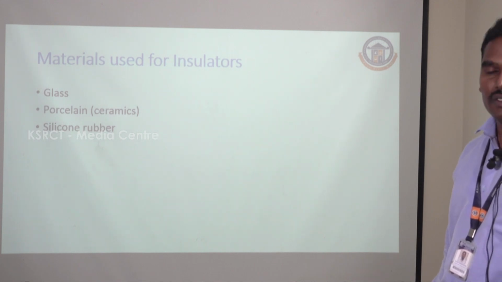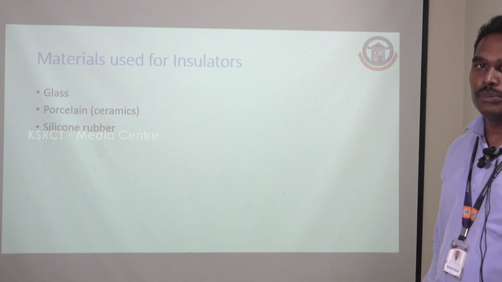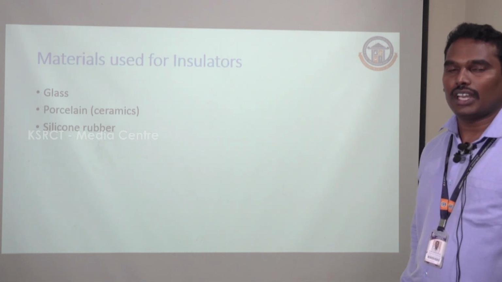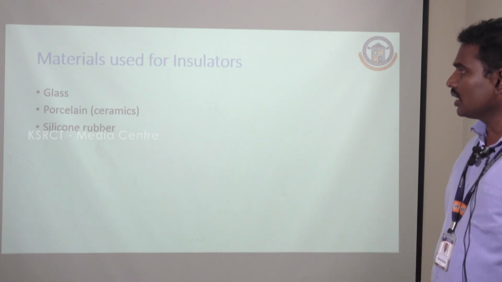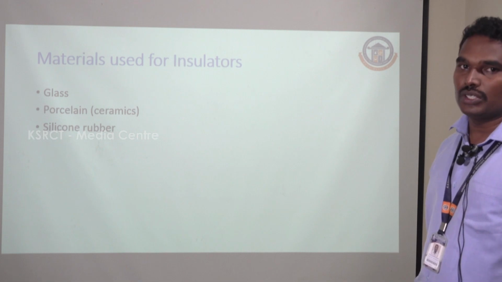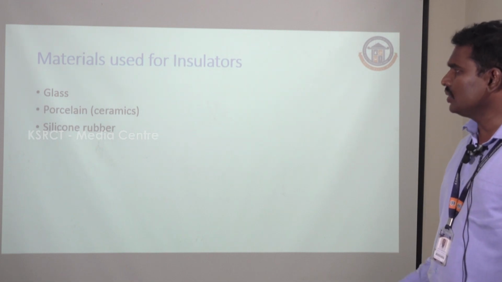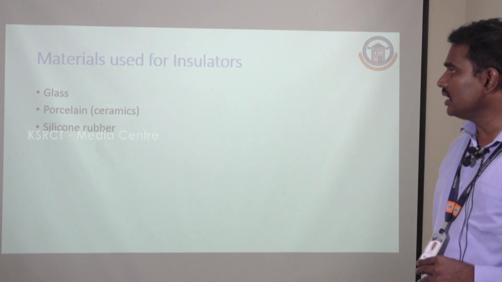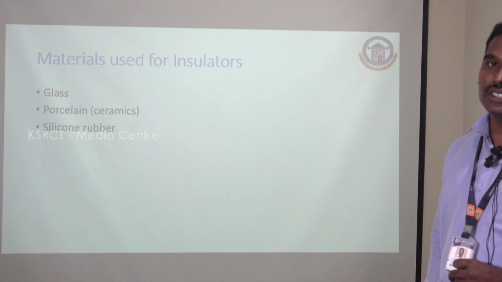Silicon rubber is nowadays upcoming, being used more in transmission and distribution systems, because silicon rubber is a lighter material compared to porcelain. So transportation and handling of silicon rubber on a very big tower is very easy compared to porcelain as well as glass material.